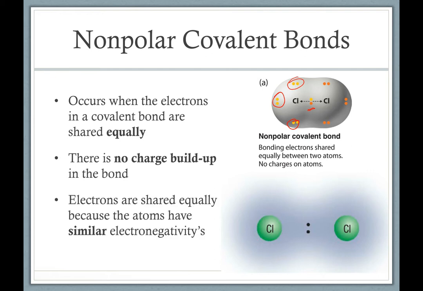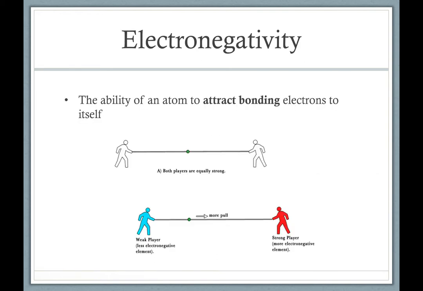We'll see nonpolar covalent bonds occur when we have elements that have similar electronegativities. In this case, we have a bond between chlorine and chlorine, which have the exact same electronegativities, so they have the same pull on the electrons and no charge buildup. Electronegativity is defined as the ability of an atom to attract bonding electrons. We can think of that as a tug of war. If two people with similar strengths do a tug of war, the rope is not going to move and it's going to stay in the same place.